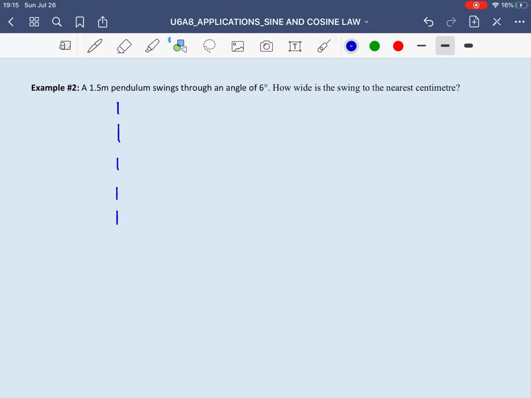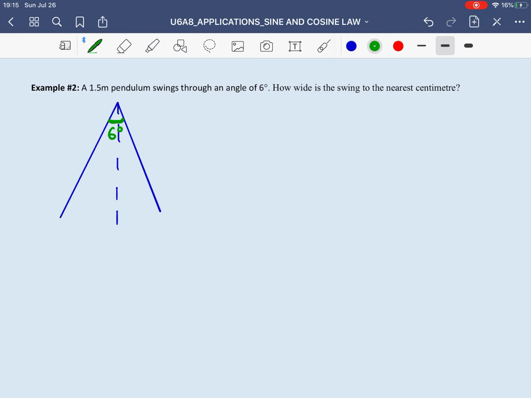And it's swinging back and forth. So it's going this way and this way. Now, I exaggerated the angle a little bit just to make the diagram clearer, but we are told that the swinging angle here is only 6 degrees, so a lot smaller than it looks on my diagram.